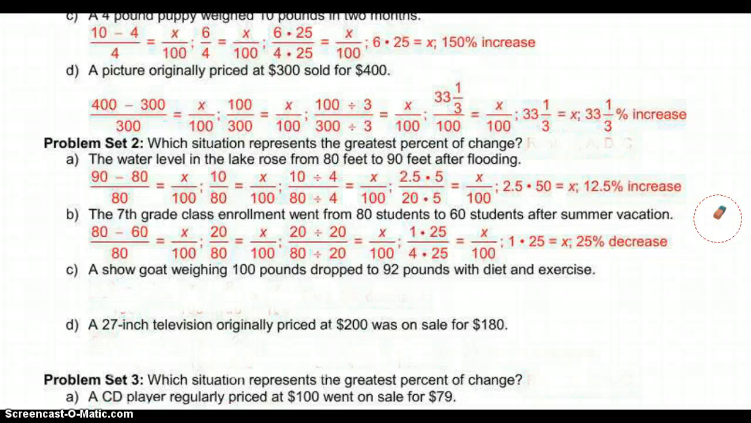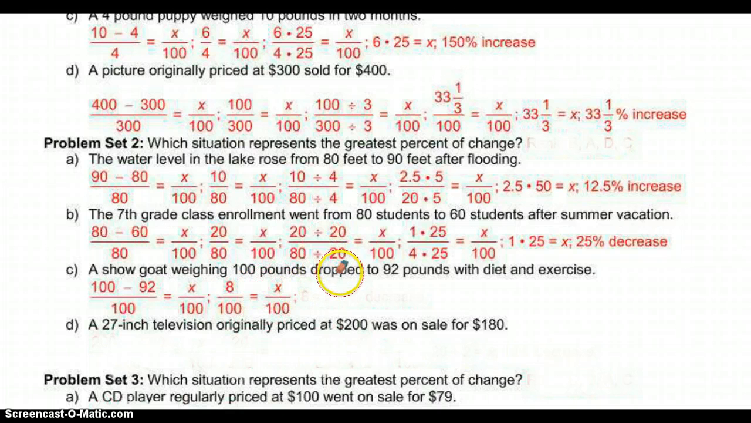C says a show goat weighing 100 pounds dropped to 92 pounds. So this will be, again, another decrease. So 100 minus 92 is equal to x over 100. We should see 8 over 100 is equal to x over 100. And again, we can look at this and determine what is our increase or our particular decrease. What I'm looking at is multiplying 800, dividing by 100, and we'll get an 8% decrease. Really, really easy here as we go down.